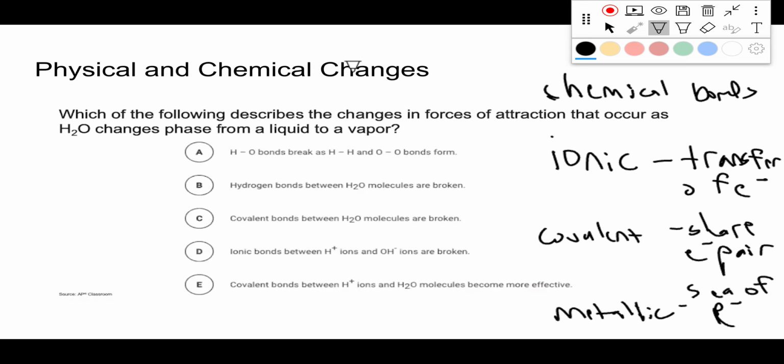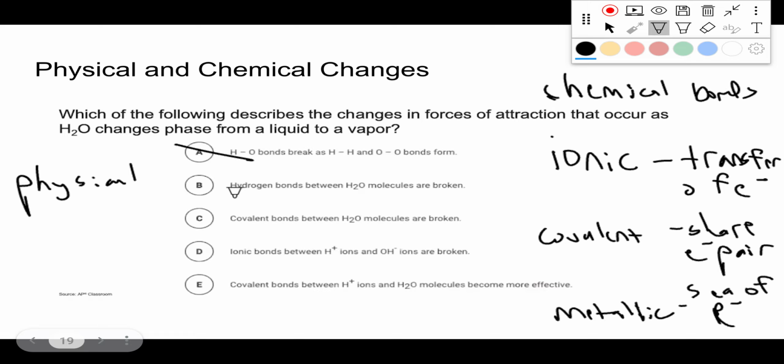This says, which of the following describes the changes in force of attraction that occur as H2O changes from a liquid to a vapor? So we know that changing from liquid to vapor is only going to be physical, because liquid is H2O, vapor is H2O. We can't break bonds if it's physical. So that cannot be true because we cannot break chemical bonds.